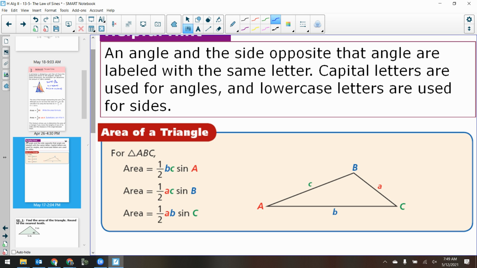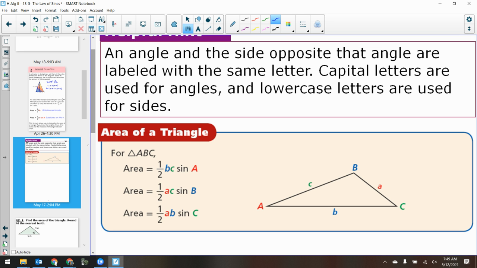It's 1/2 AB sine C, or 1/2 BC sine A, or 1/2 AC sine B. Excuse me. All you really need is two sides and an included angle. You take 1/2 the two sides, multiply the two sides, times the sine of the included angle.